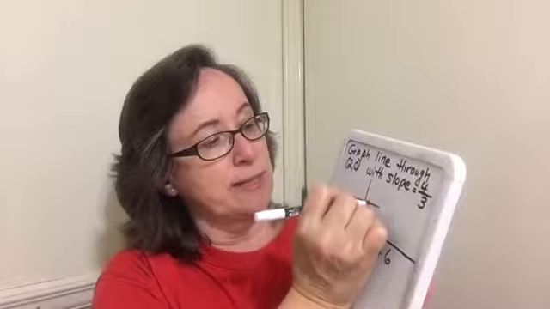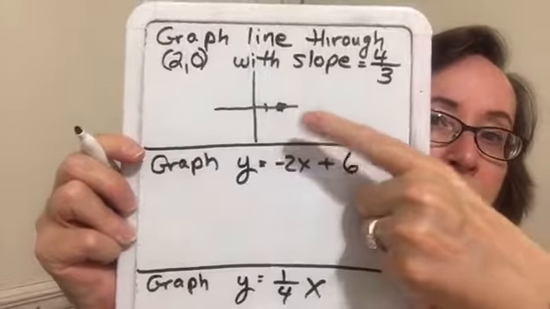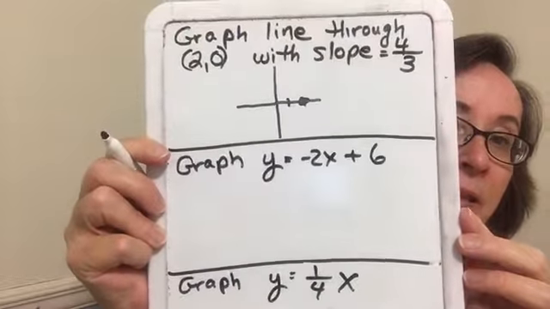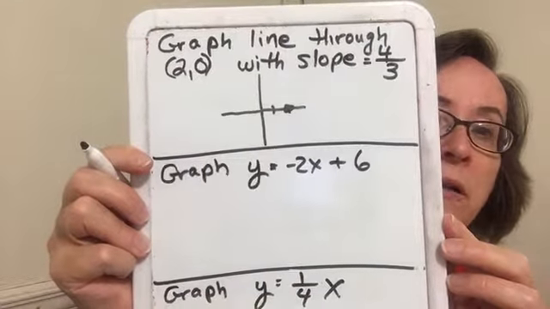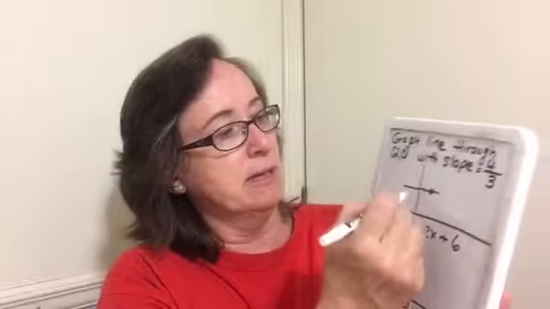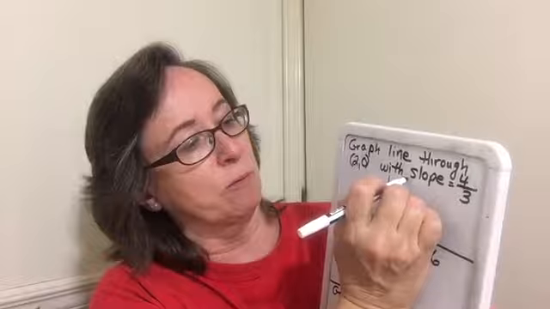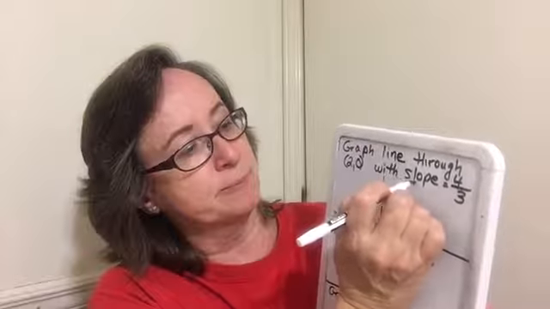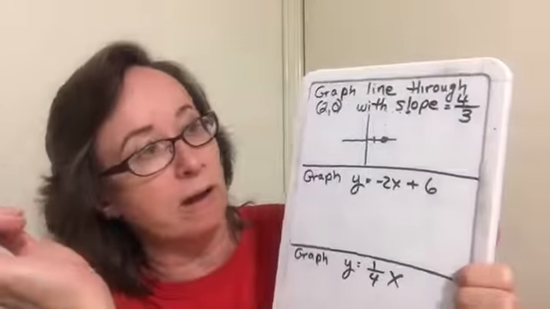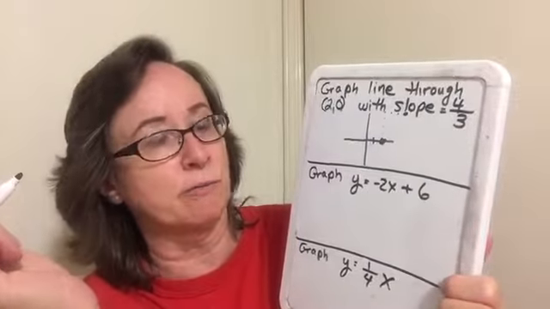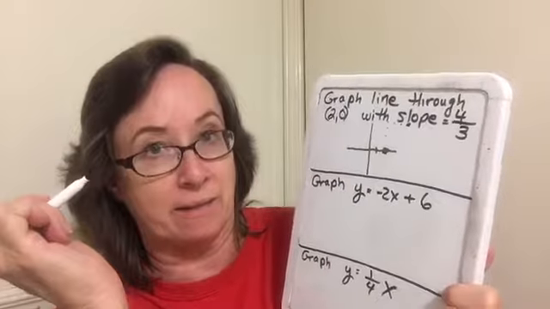So 2, 0 should be right over here on the right. 2 steps to the right, 0 steps up. And then from there, I'm going to go up 4, right 3. Okay, so we would go 1, 2, 3, 4, right 1, 2, 3. Okay, so it's way over here. Oh, there's a point. Or, since I am running out of room, I can go down 4, back 3.